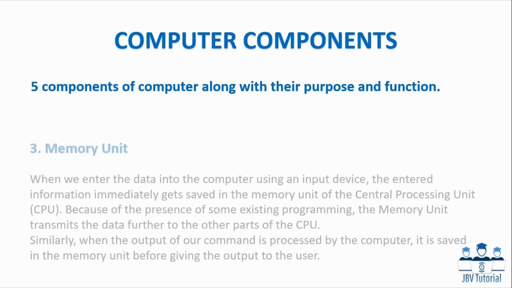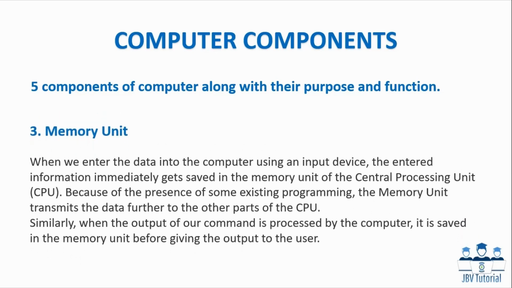3. Memory unit. When we enter the data into the computer using an input device, the entered information immediately gets saved in the memory unit of the central processing unit, CPU. Because of the presence of some existing programming, the memory unit transmits the data further to the other parts of the CPU. Similarly, when the output of our command is processed by the computer, it is saved in the memory unit before giving the output to the user.